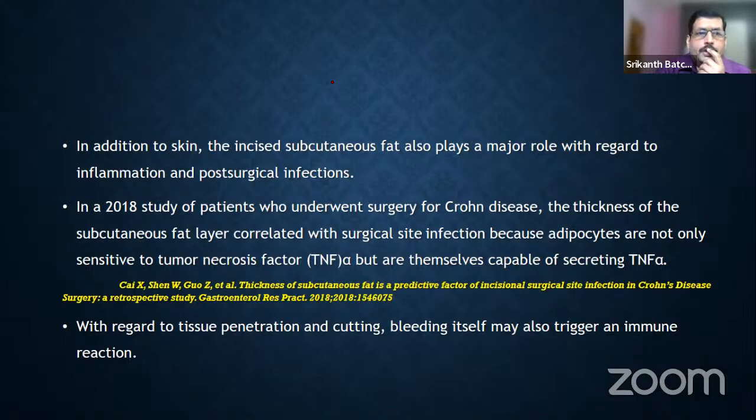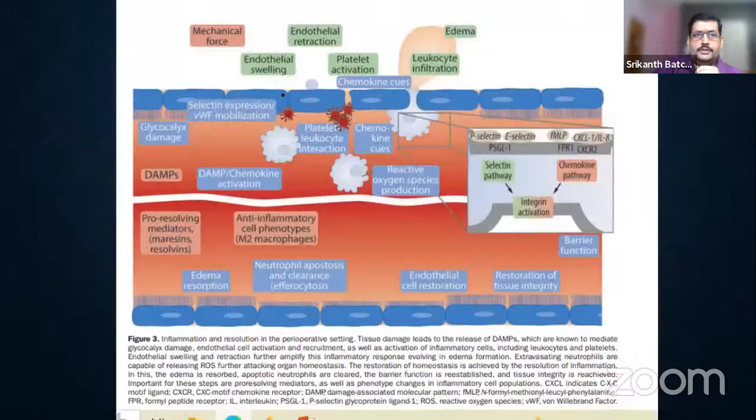Okay. In addition to skin, the incised subcutaneous fat also plays a major role with regard to inflammation and post-surgical infections. So in a 2018 study of patients who underwent surgery for Crohn's disease, the thickness of the subcutaneous fat layer correlated with surgical site infection, because adipocytes are not only sensitive to TNF-alpha, but they are themselves capable of secreting TNF-alpha. So with regard to tissue penetration and cutting, bleeding itself may trigger an immune reaction, which is why we have to, if possible, limit the bleeding in any surgery to decrease the immune response.